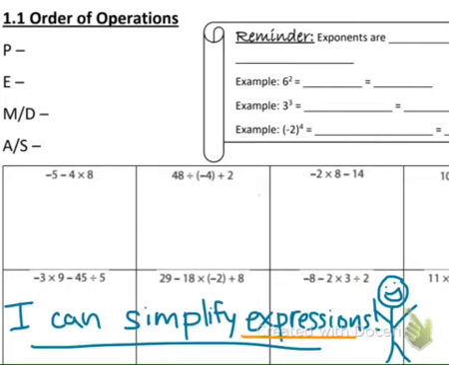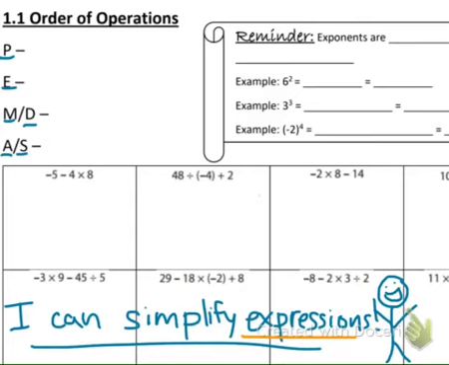Today we're going to learn about simplifying expressions using the order of operations. Now you've probably seen the order of operations before, and it is this acronym, PEMDAS. You may have heard PEMDAS before, and that's what we're going to use in order to simplify expressions.